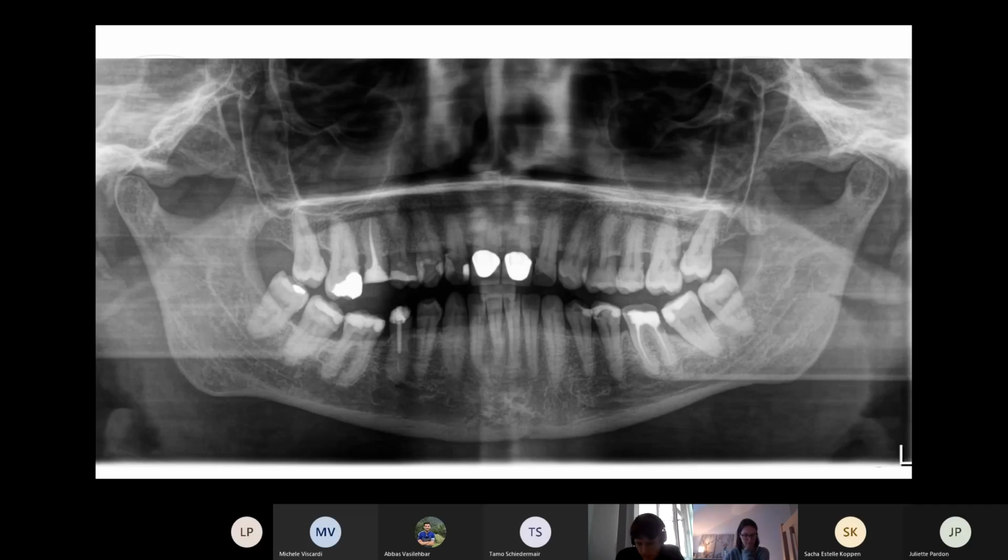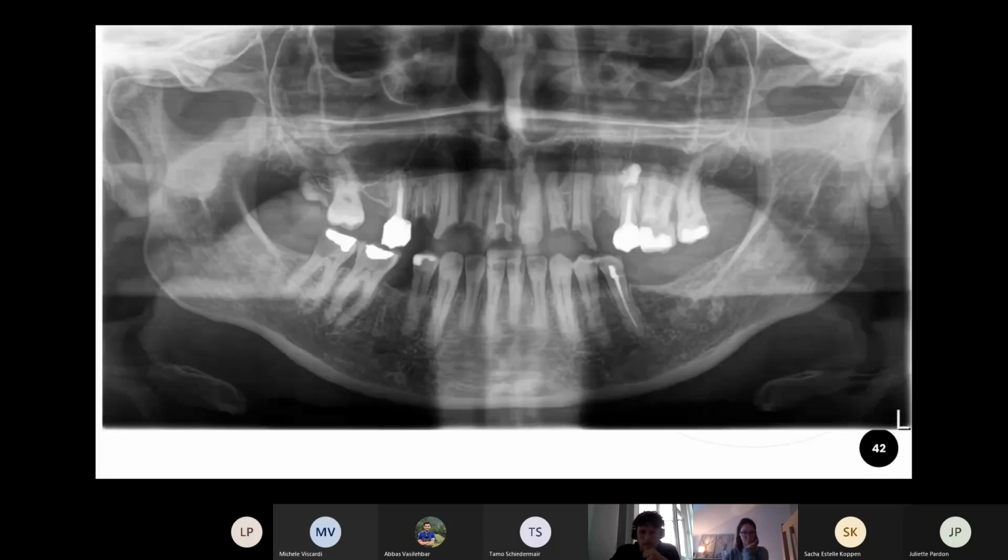Number 6, composite filling, number 7, composite filling, and number 8 looks a bit brighter, so probably an amalgam filling. So if anyone found anything I missed, then raise your hand. If not, we go to the next X-ray. All right, then let's continue. Okay, so I'll give you a minute again and then come back to you.